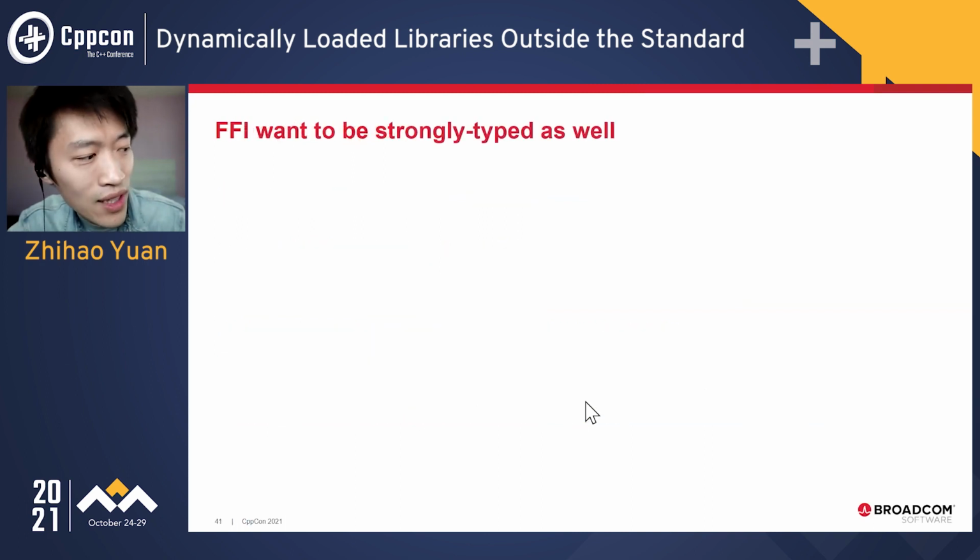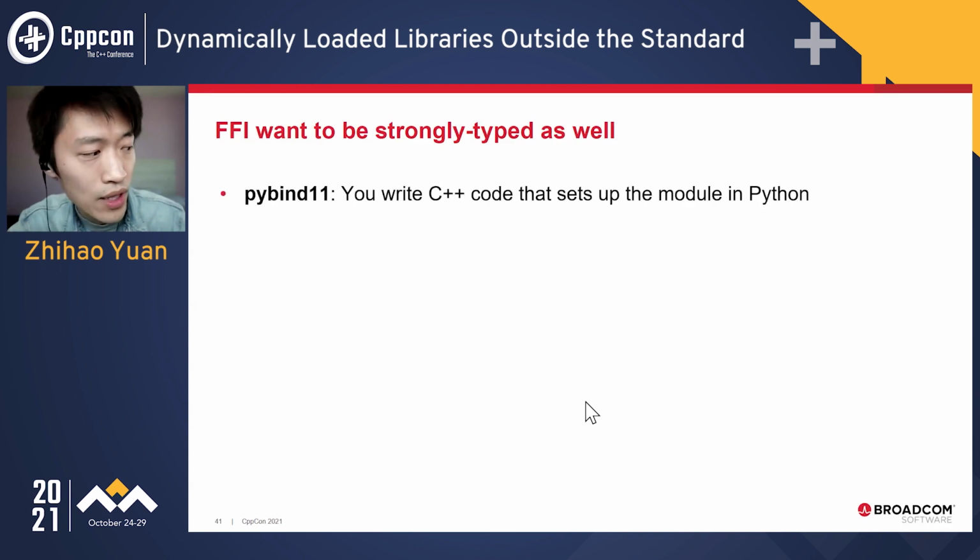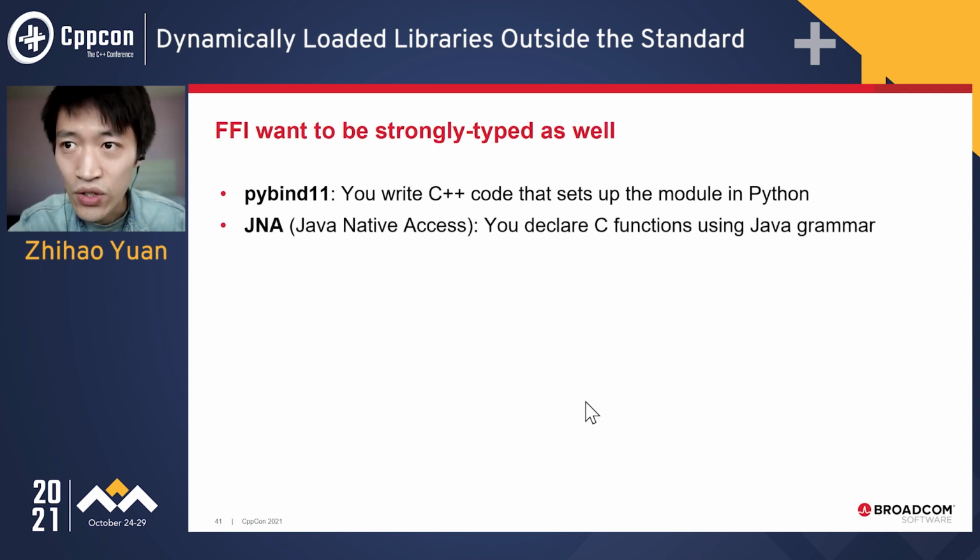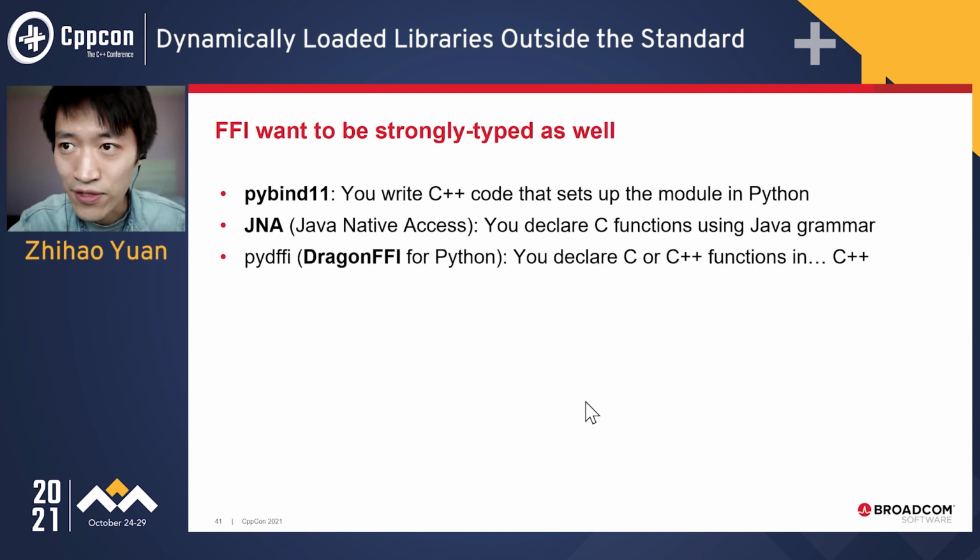FFI won't be strongly typed as well, and there are existing solutions to this. For example, we have PyBind11, which allows you to write C++ code that sets up the module in Python. And JNA, where you can declare C functions using Java. And ultimately, there is Dragon FFI. You can declare C or C++ functions in, you know, C++.